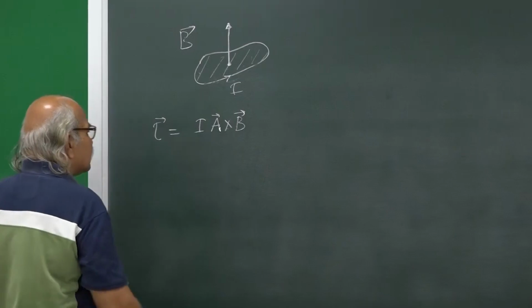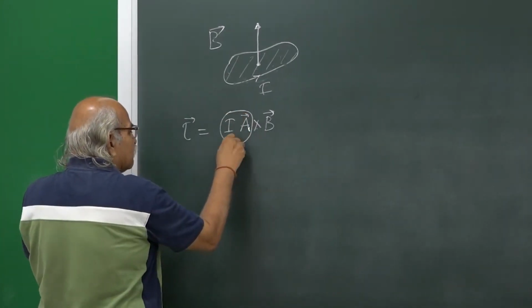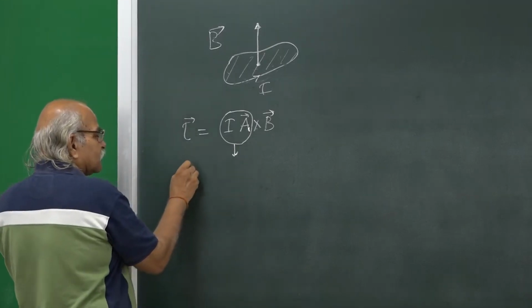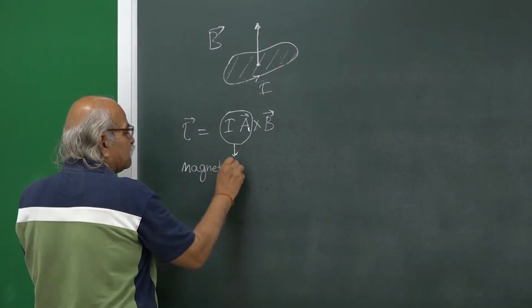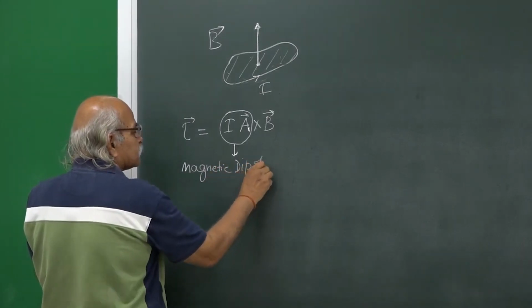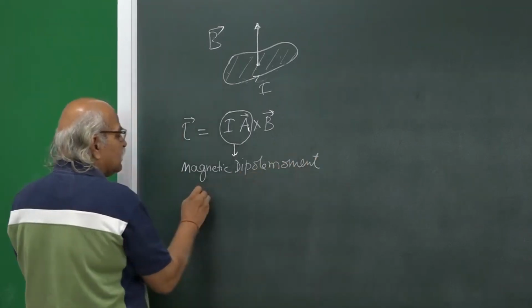Now, this I A, this quantity is known as magnetic dipole moment of the current loop.